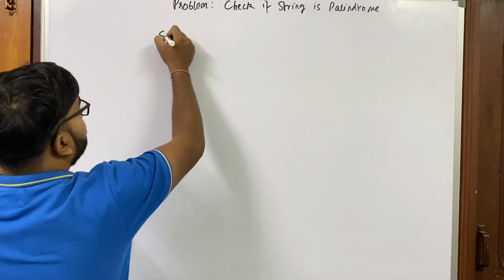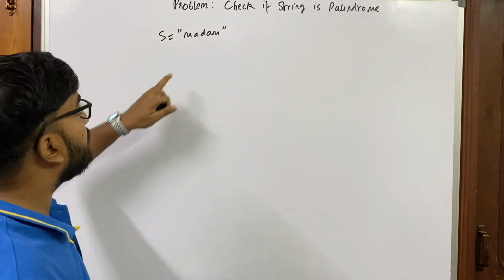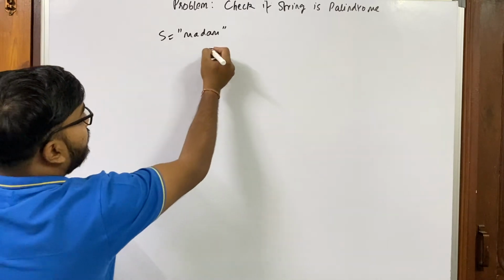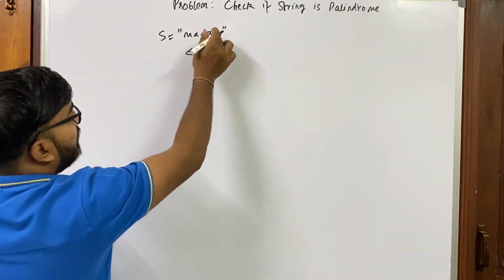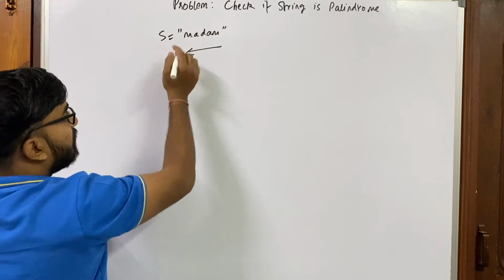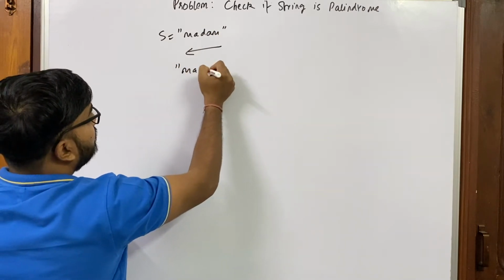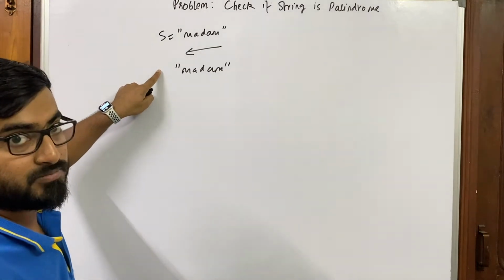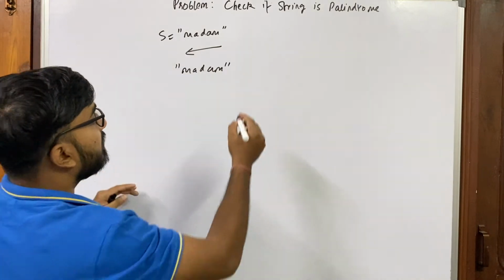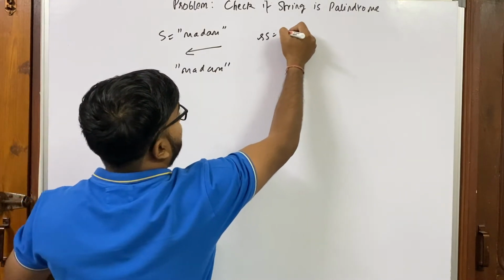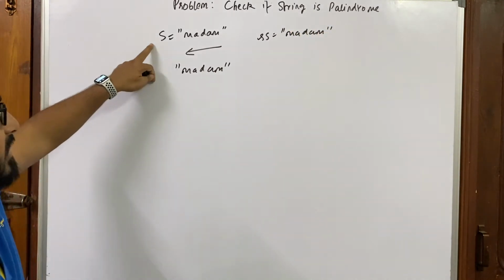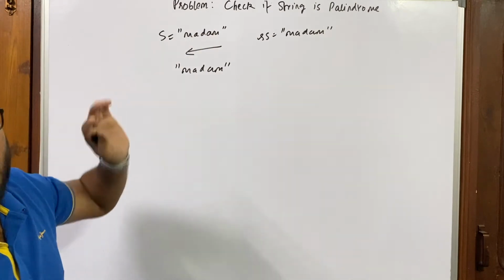So first of all, let's see what a palindrome is. A string S is a palindrome if it spells the same backwards. That is, if I spell it backwards, starting from the rightmost character to the leftmost, I still get the same string S, it means it's a palindrome. The other definition would be: if the reverse of the string S is exactly the same as the string S, then the string is a palindrome.